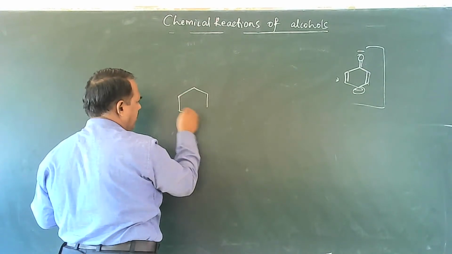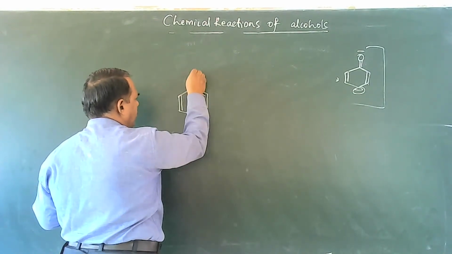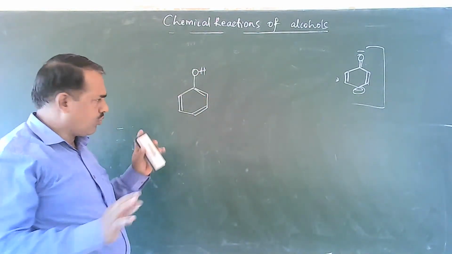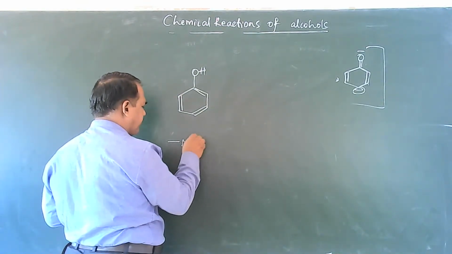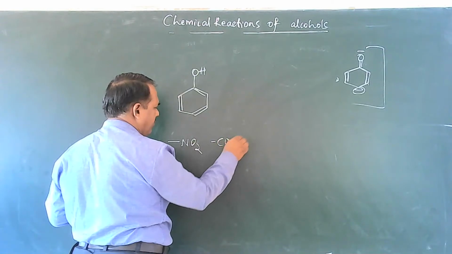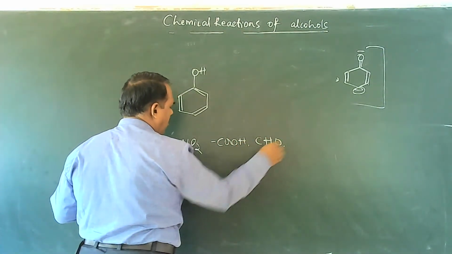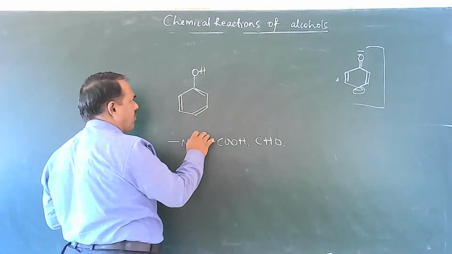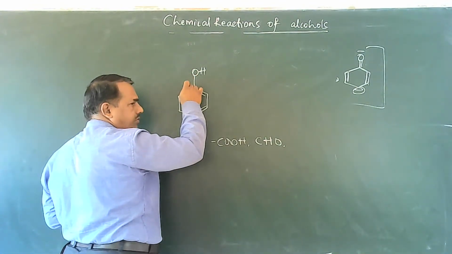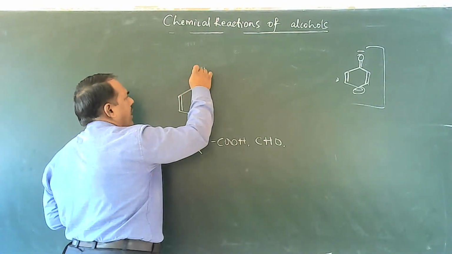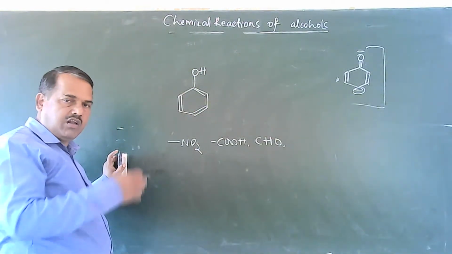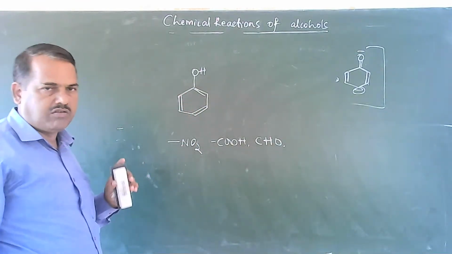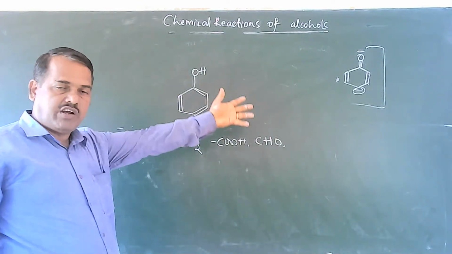See, in electron withdrawing, this is nothing but phenol. If this phenol contains groups like NO2 or COOH or CHO, these are electron withdrawing. As they withdraw electrons, the hydrogen can be easily released. So therefore, if any electron withdrawing group is present on the benzene ring, then they are more acidic.